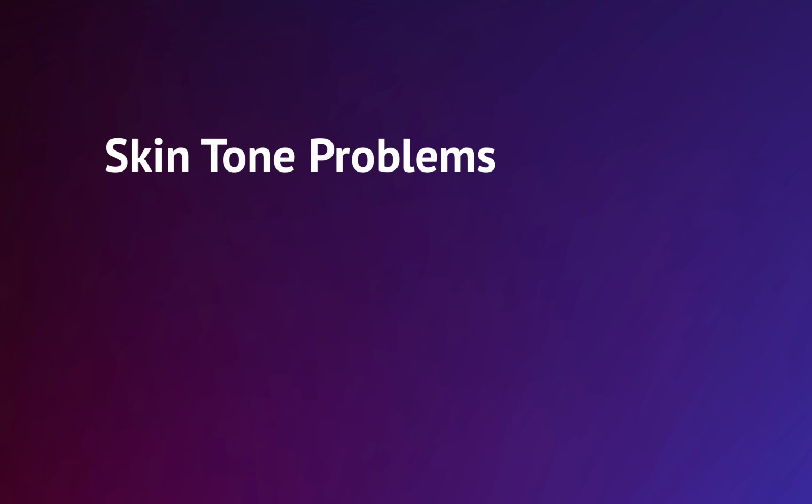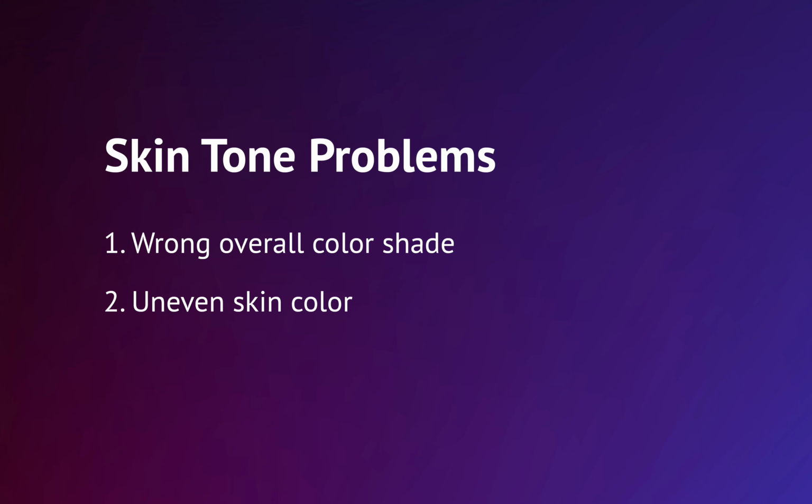There are two main skin tone problems. The first one, wrong overall color shade caused by incorrect white balance or low quality light sources, and the second problem, uneven skin color caused by the skin itself or color reflections from the environment. Let's start with the wrong overall color shade. If the image has a color tint or incorrect color temperature, the skin tone will look weird and unnatural.